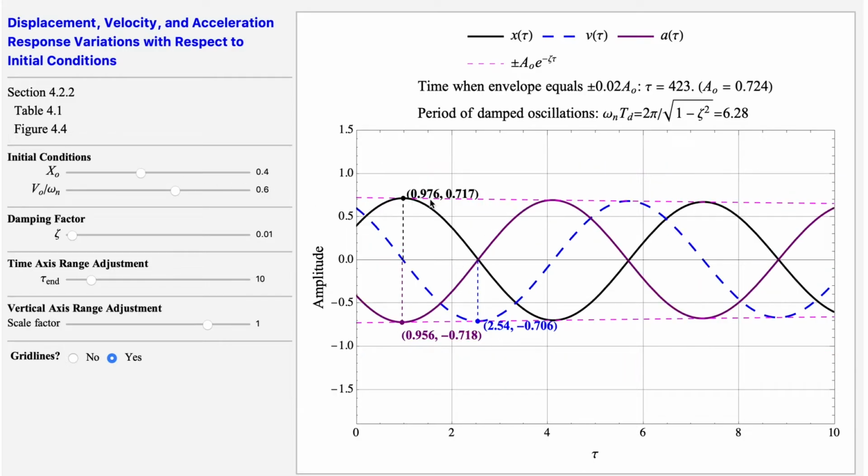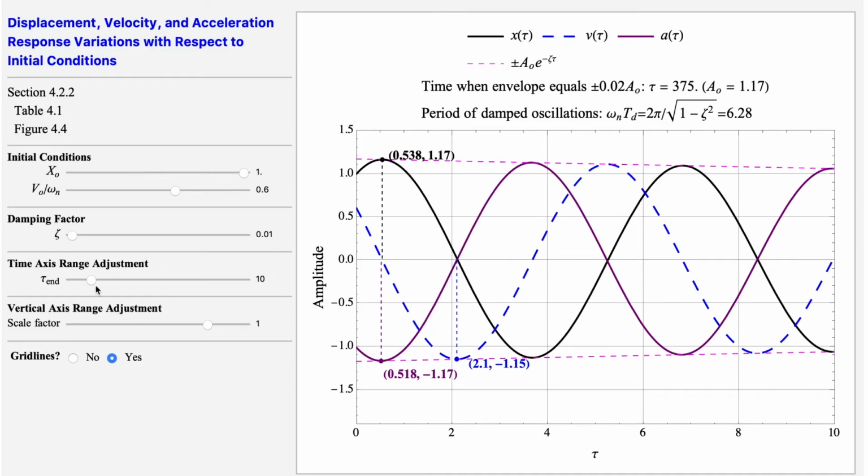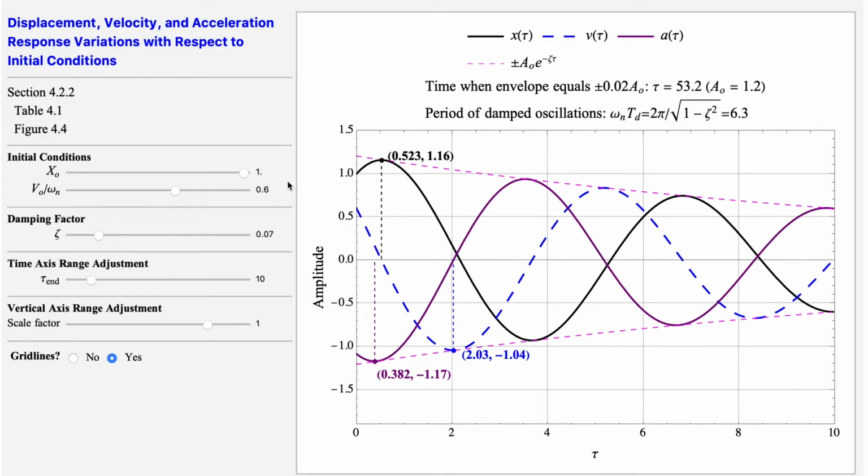And the damping factor and the initial conditions influence the time that it takes for the displacement response to decrease within plus or minus 2% of its final value.